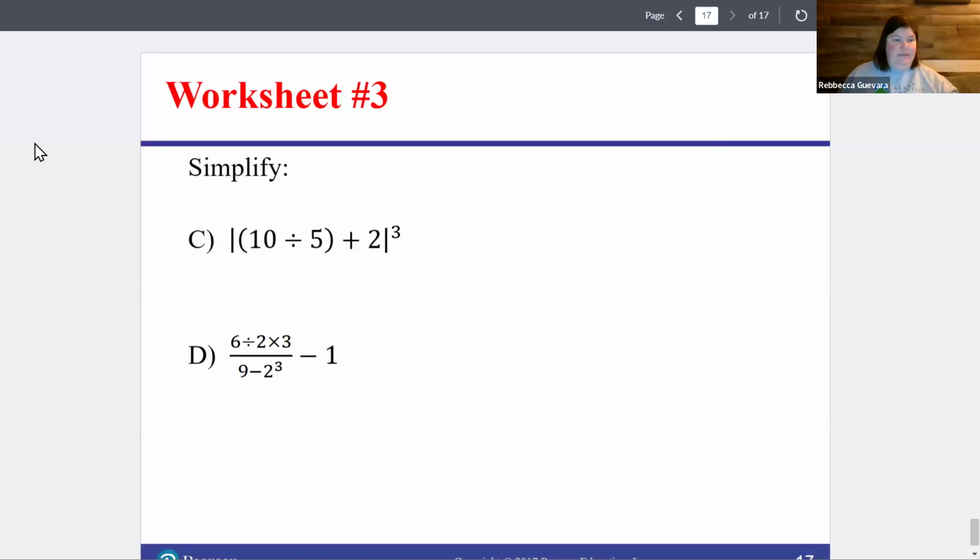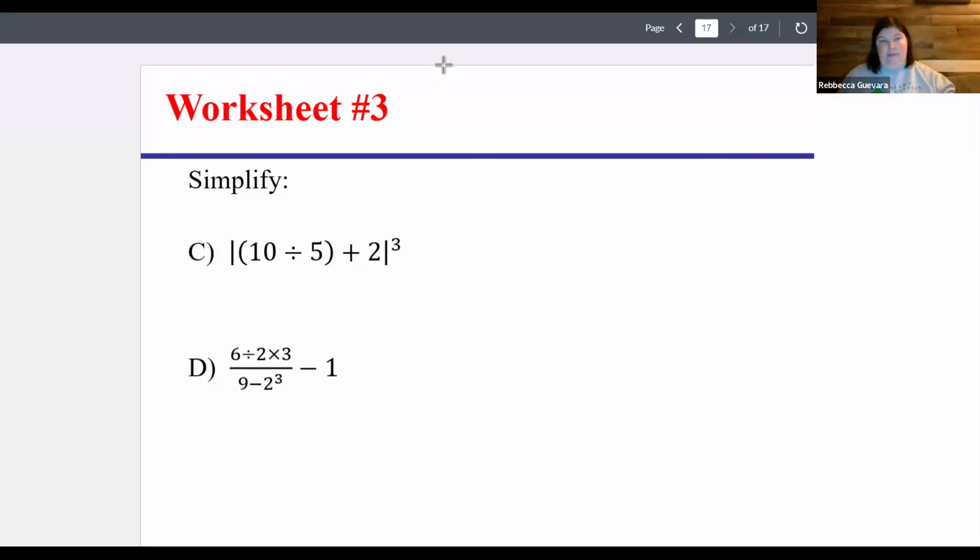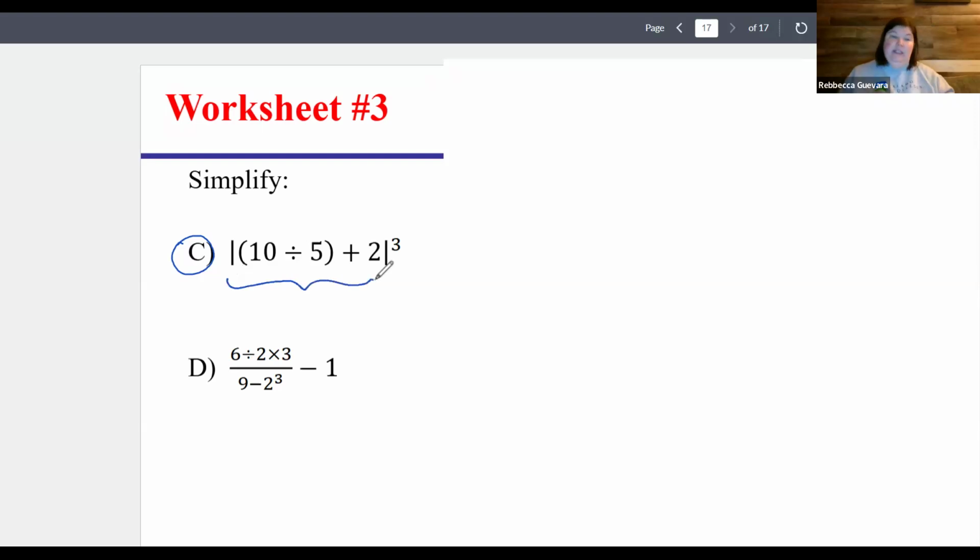And then for C, once again, my grouping is absolute values as a grouping. But inside that absolute value is another grouping. This is your innermost. So when we start on this one, we start with our innermost grouping. We are going to deal with that 10 divided by 5 first, which is going to leave me with 2.